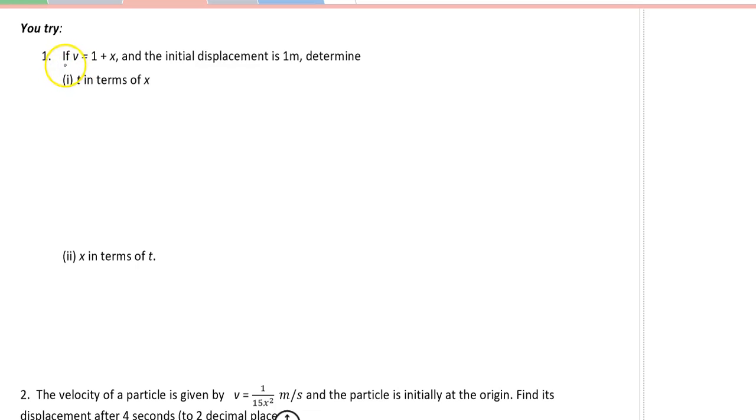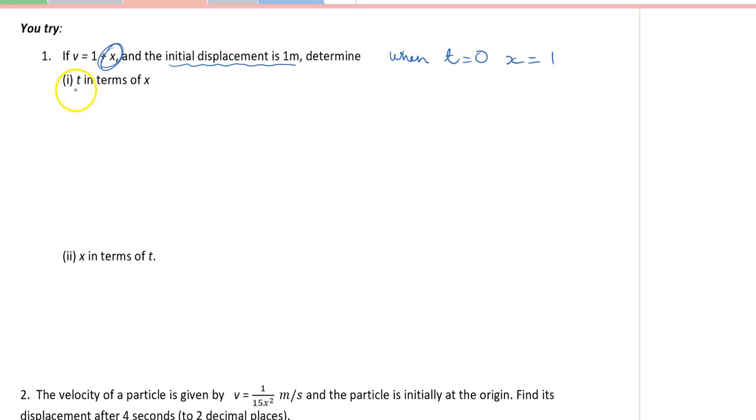Okay, we're told that v is equal to 1 plus x. So clearly velocity is in terms of displacement, and there are our alarm bells that this is a different situation. We know that the initial displacement is 1 metre. What does that mean to us? Well, initial is when time is 0, x is equal to 1. Probably can remember from the previous example, we're going to need that when we do our integrating in order to find the constant.